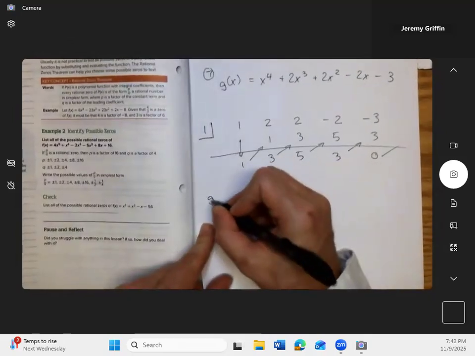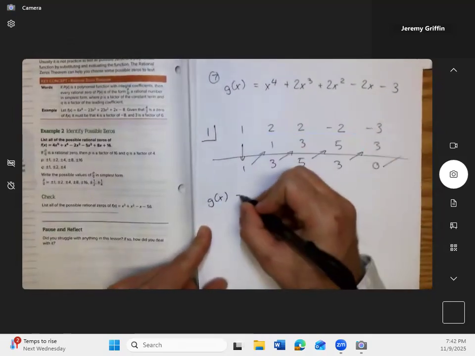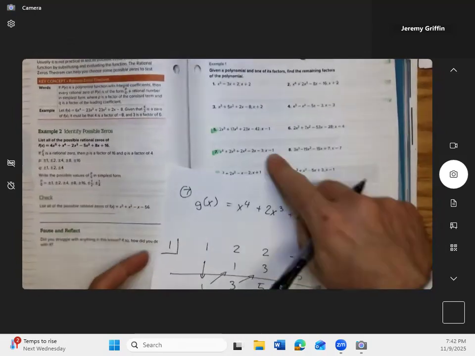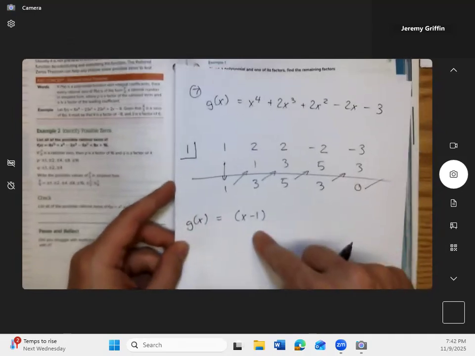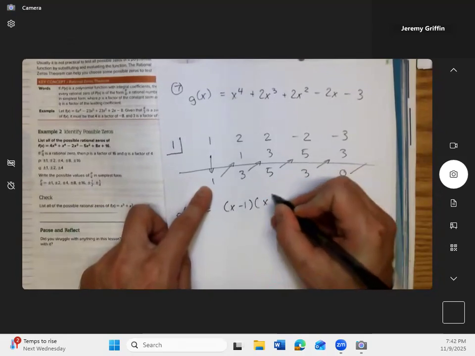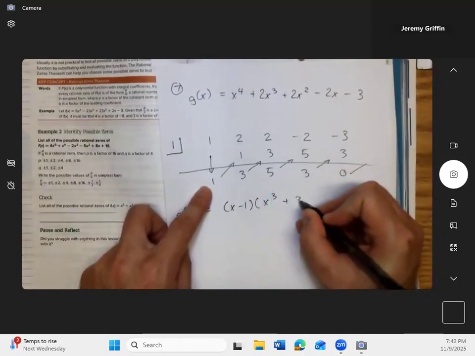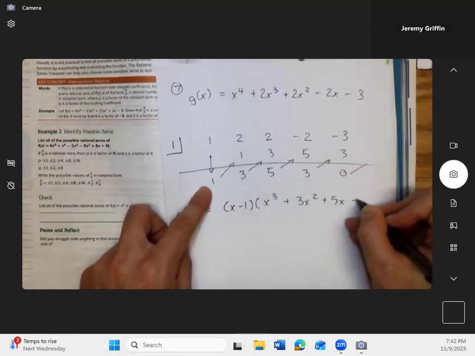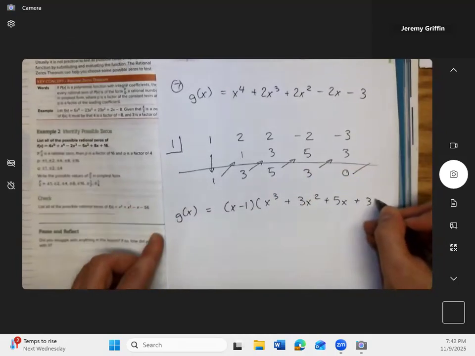So g of x, I'm calling it here, is equal to, well, I know x minus 1 pulls out because they told us it would, and I tested it, and it sure did. We got a remainder 0. And what I'm left with is x to the power of 3 plus 3x squared plus 5x plus 3. Looks like that.